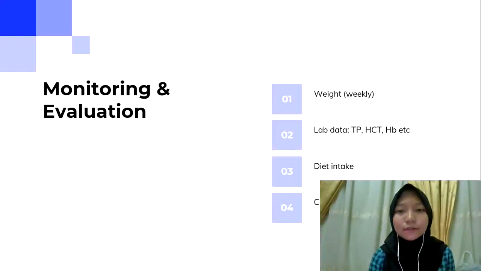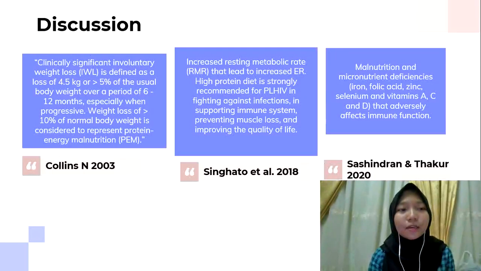For the monitoring and evaluation, I would like to monitor patient weight and lab data such as total protein, hematocrit, hemoglobin, and so on, diet intake, and also the patient compliance to the ONS prescribed. And for the discussion, the patient is categorized as significant weight loss because significant weight loss is defined as loss of 4.5 kg or more than 5% of the usual weight over a period of 6 to 12 months, especially when it is progressive. Like this patient, the weight reduction is progressive.